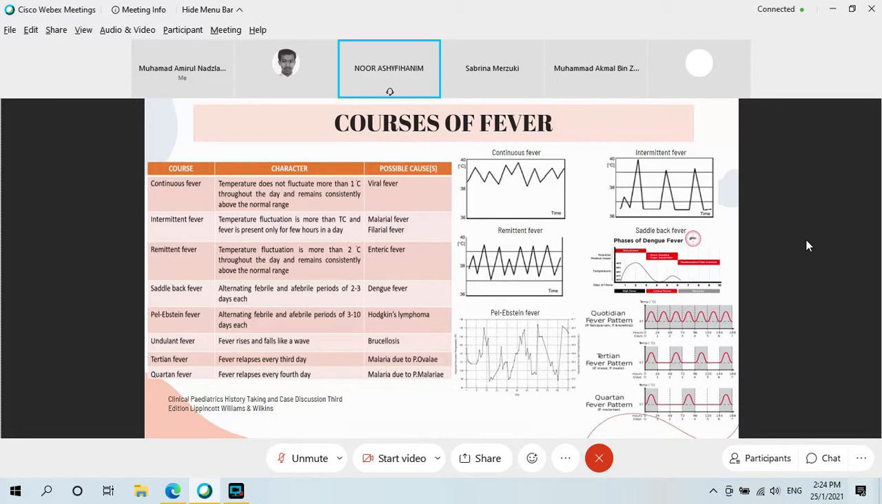Next is the tertian fever. It is a fever that relapses every third day, and we can see this kind of pattern in malaria due to Plasmodium falciparum, ovale, or vivax. And the last one is the quartan fever. It is a fever that relapses every 4th day because of malarial fever too, due to Plasmodium malariae.